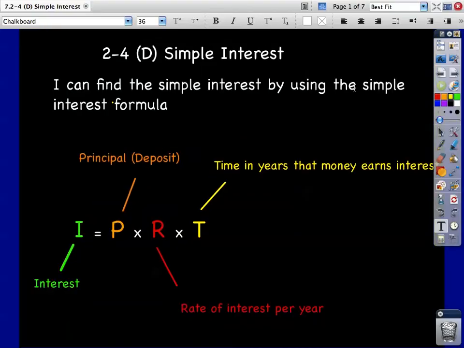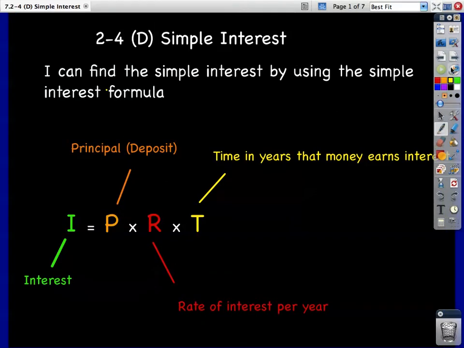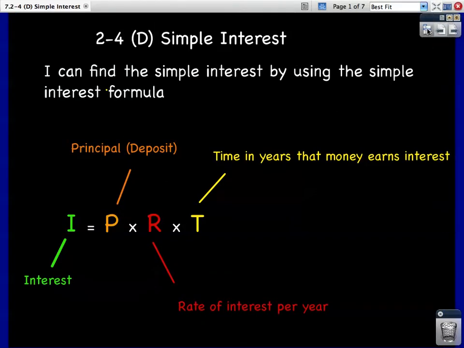Alright guys, so you've made it to the last video lesson in Unit 2. How exciting is that? And in this one, we're going to be talking about simple interest, which is very applicable to real life. And here's your I can statement: to find simple interest by using the simple interest formula.